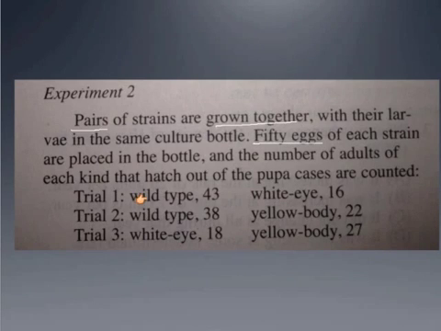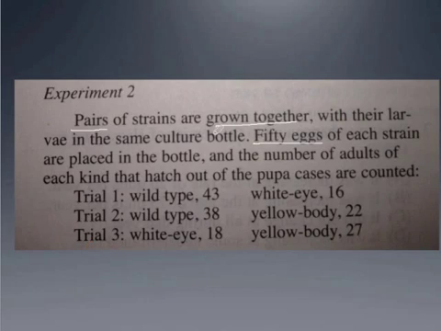In the first trial, they put wild type and white-eyed together, 50 each, and 43 survived, and 16 of the white-eyed survived. So that shows a competition between these two. The wild type and yellow body competition was trial 2. 38 survived, and 22 of the yellow body survived. 18 of the white-eyed and 27 of the yellow body survived in trial 3.